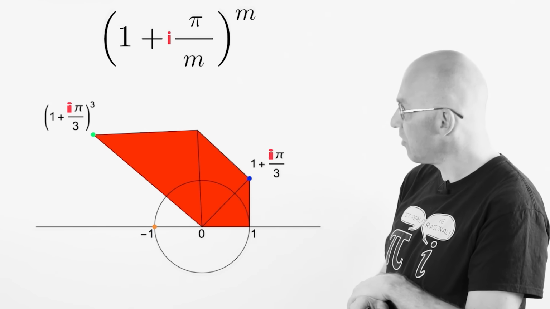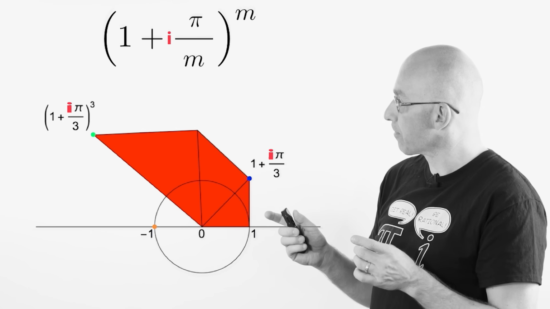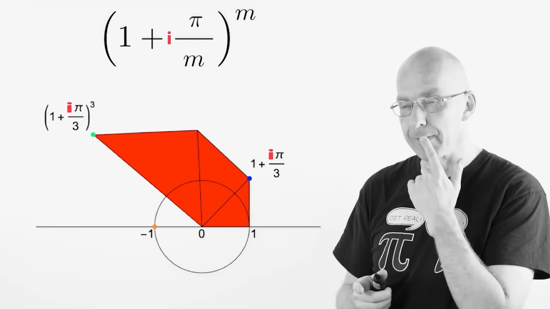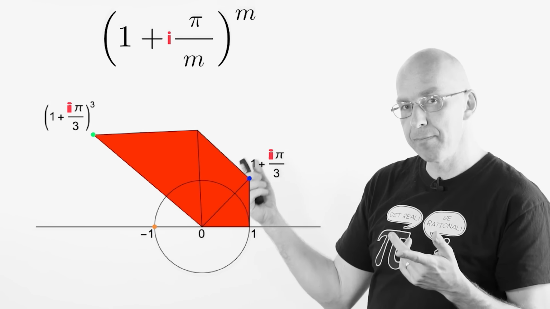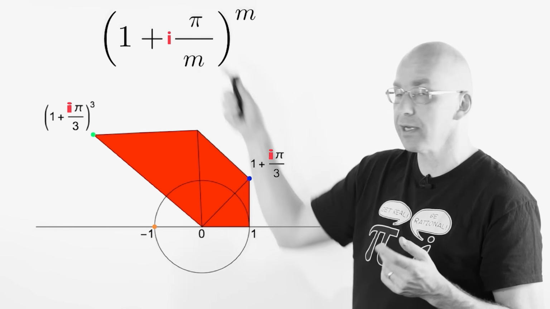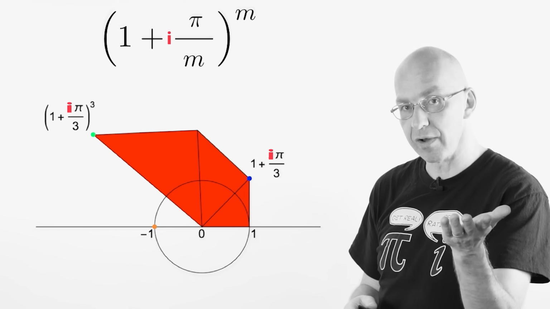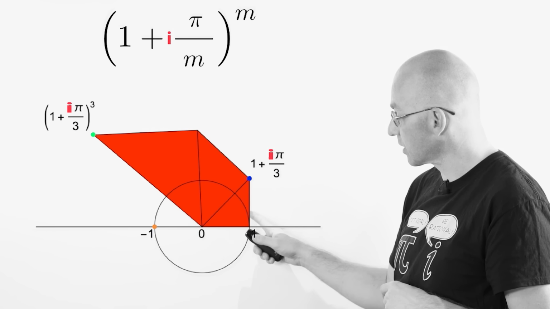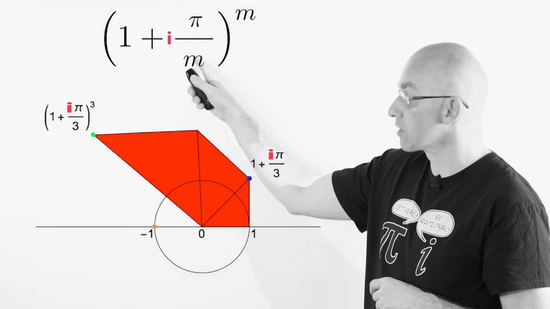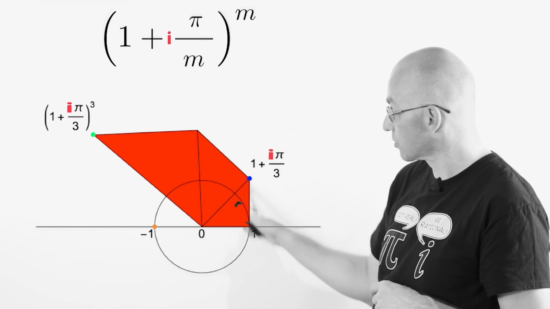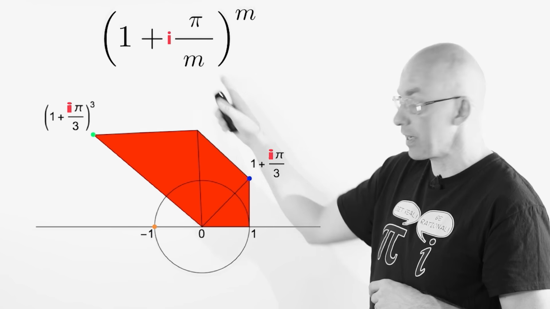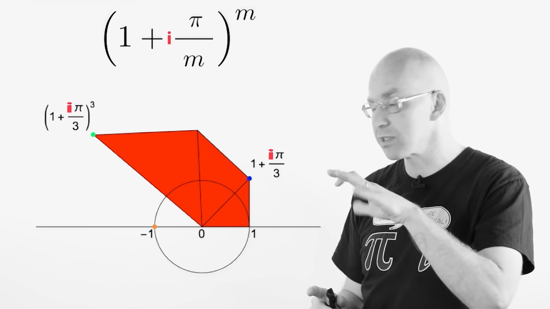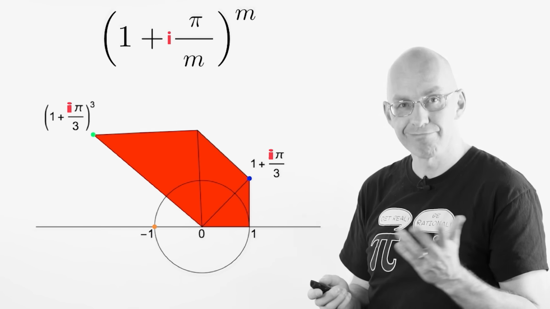Right. Now, what's going to happen when I make this m bigger? Well, the 1 stays the same. I make the m bigger, that means that this number here gets smaller, right? That means that it's going to wander down here. It's going to get closer and closer to this point. And actually, I can make it as close to this point as I want, as close to 1 as I want by making m bigger and bigger. It's just going to wander down here, down here, down here. Means the spiral is going to wrap close to the unit circle.